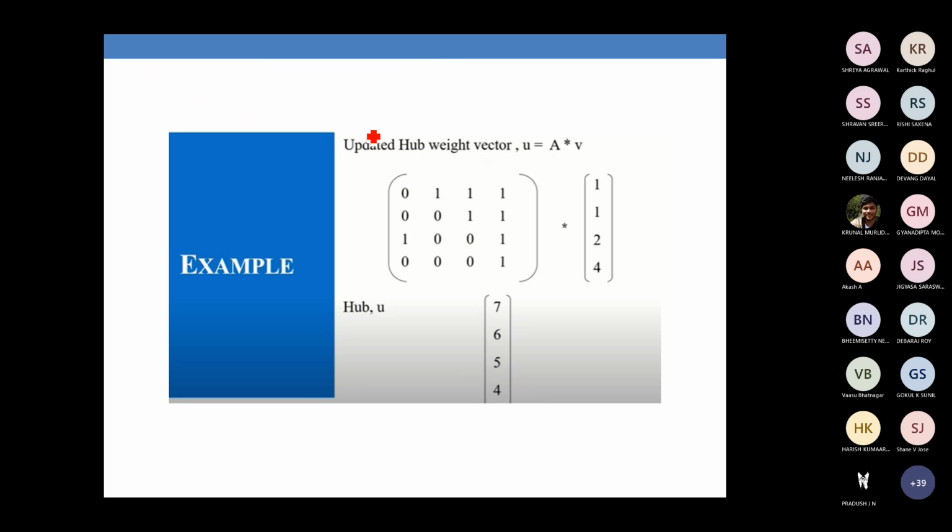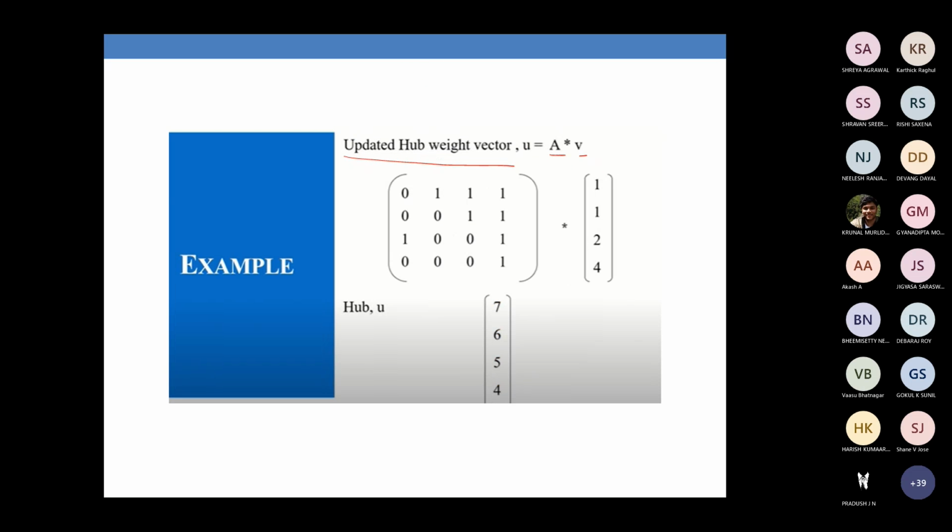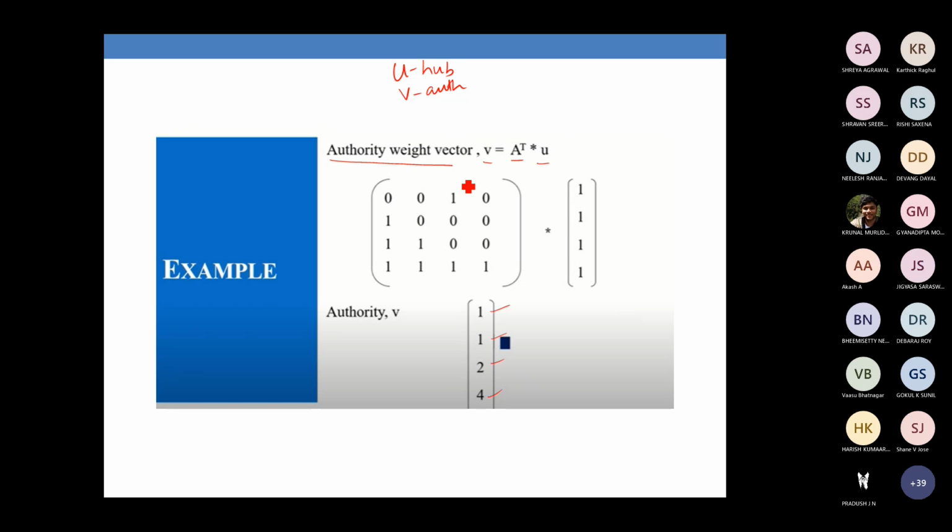The next thing is you have to update the hub score also. So how to do that? You don't do A transpose into U. Instead, you do A into V. This is how the HITS algorithm will work. For updating the authority, you take the transpose of the adjacency matrix and multiply by the hub score. You're updating the authority by multiplying it with the hub score value.